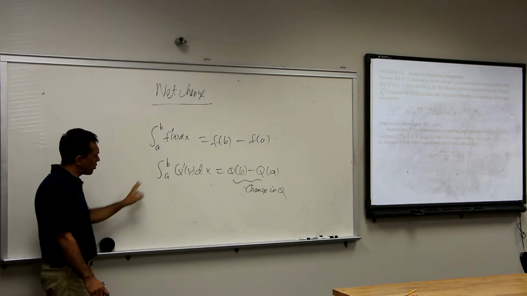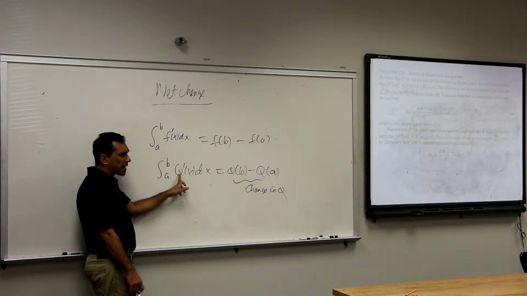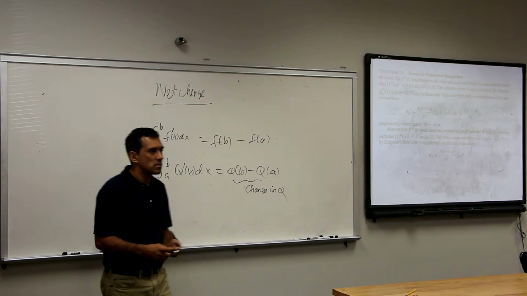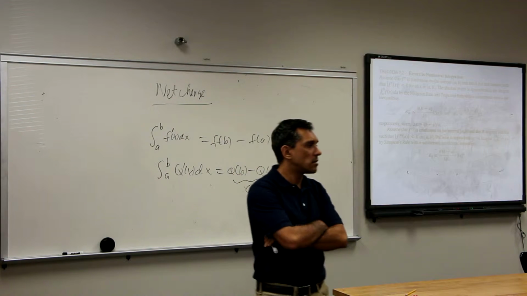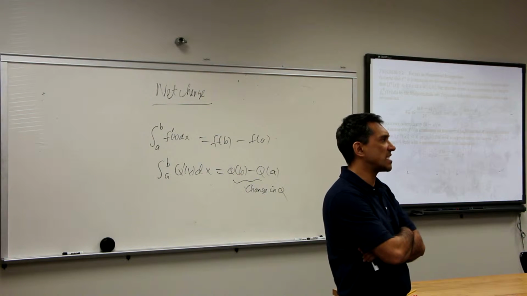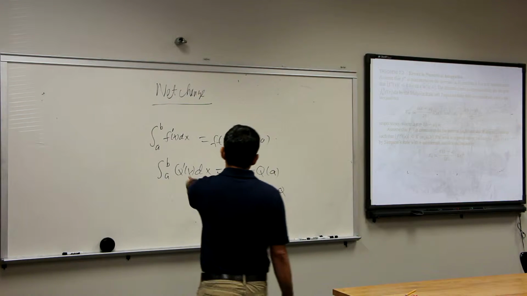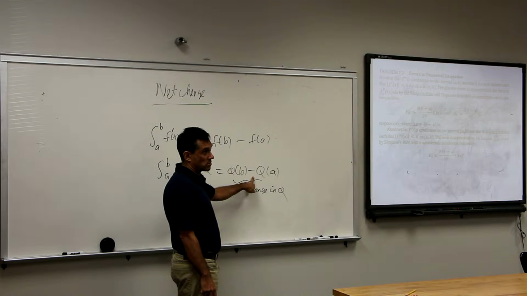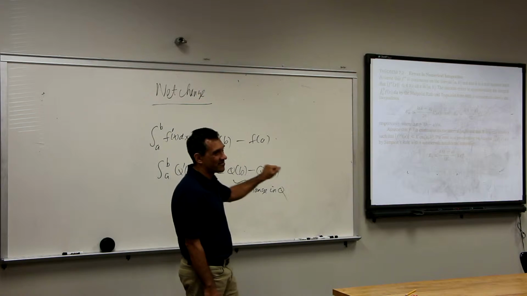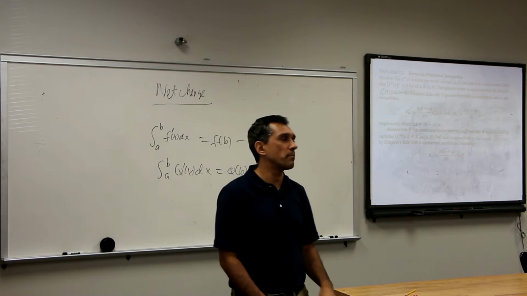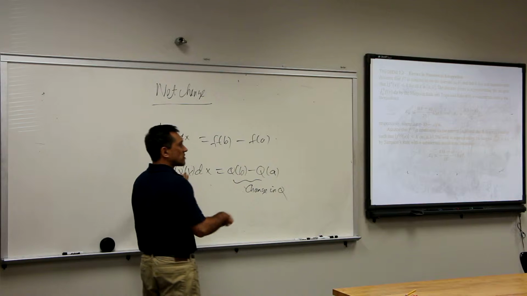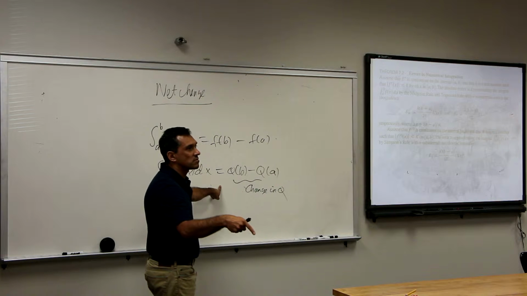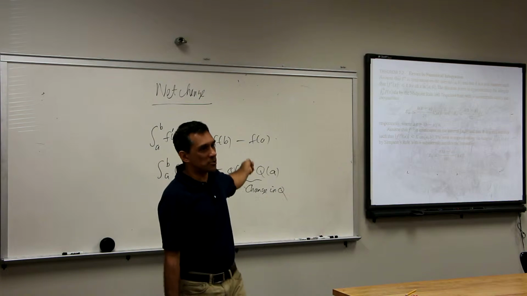Of course, q prime is the derivative of q. You are expected to know that, especially if you're taking physics. You're expected to know that the derivative of position is velocity. So if you put the velocity here, you get the change in position. If you integrate the derivative of the position, you should get the change in the position. That is saying quite a lot.